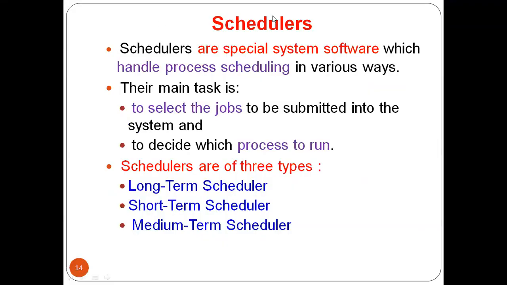Next, we'll be seeing about what is meant by a scheduler. They are the special system software which handles the process scheduling in various ways. The main task or the responsibility of the scheduler is to select the job that is to be submitted to the system and decide which process to run. The schedulers are of three types: long-term scheduler, short-term scheduler, and medium-term scheduler.